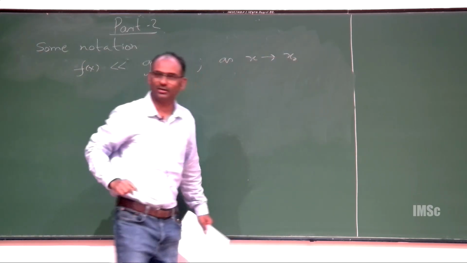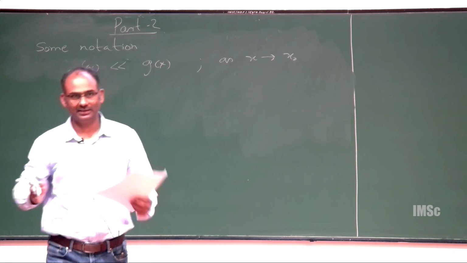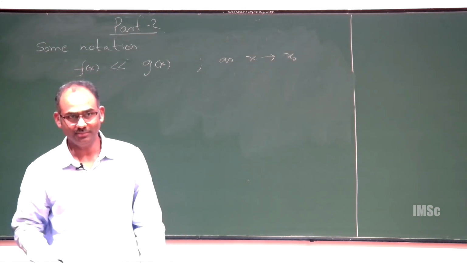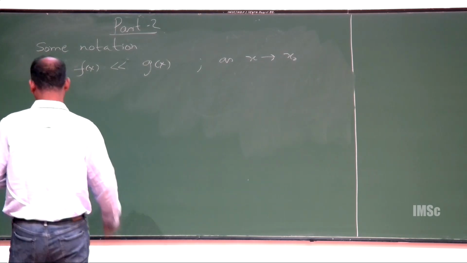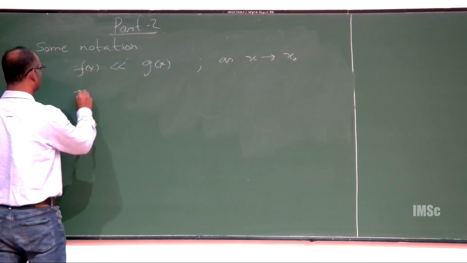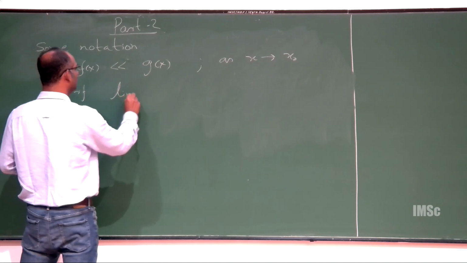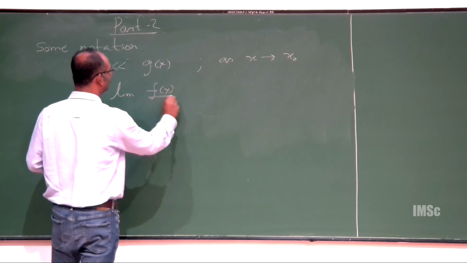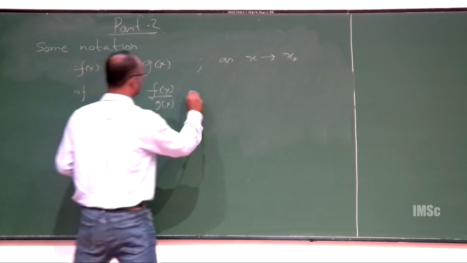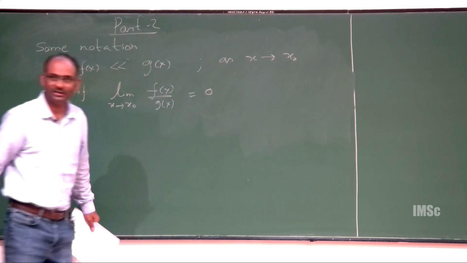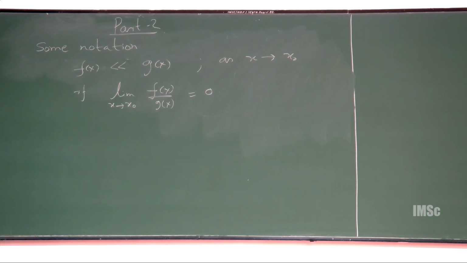So there is some point x naught you have in mind, and you are comparing the behavior of these two functions, and say f(x) is much smaller than g(x) as x goes to x naught if the limit of this ratio as x goes to x naught is equal to 0. Okay, that's what I would mean by saying f is much smaller than g.